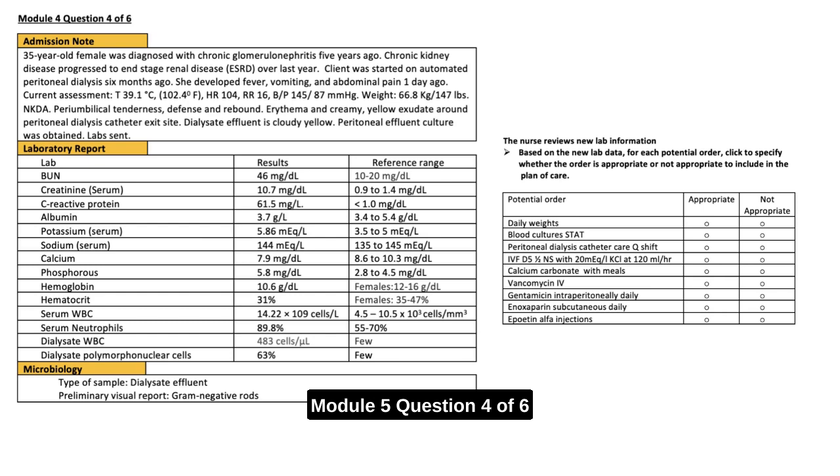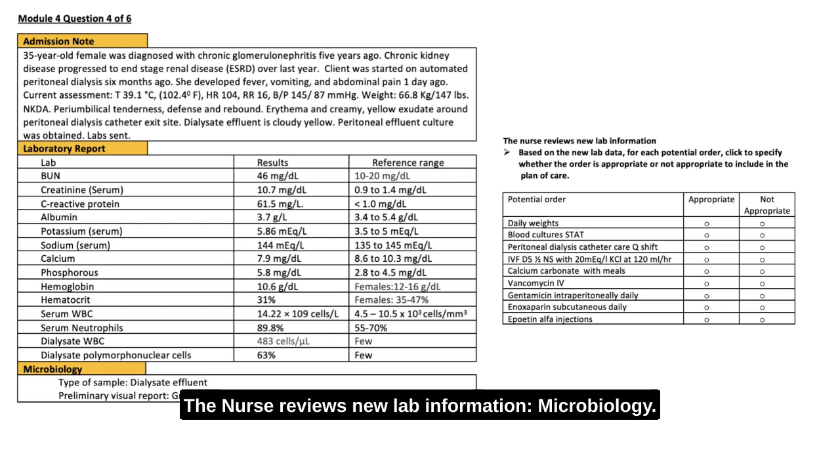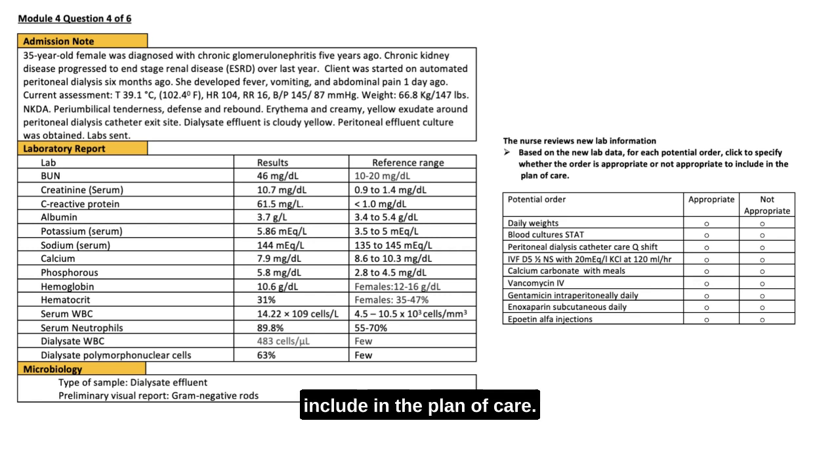Module 4 Question 4 of 6. The nurse reviews new lab information. Microbiology. Type of sample: dialysate effluent. Preliminary visual report: gram-negative rods. Based on the new lab data, for each potential order, choose to specify whether the order is appropriate or not appropriate to include in the plan of care.